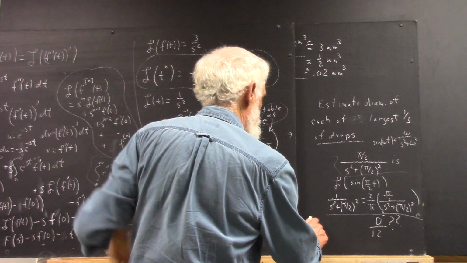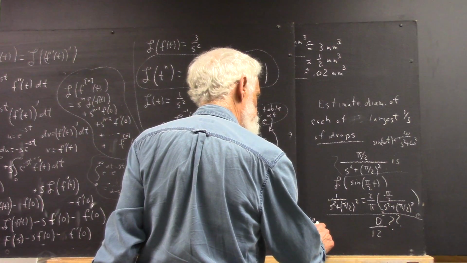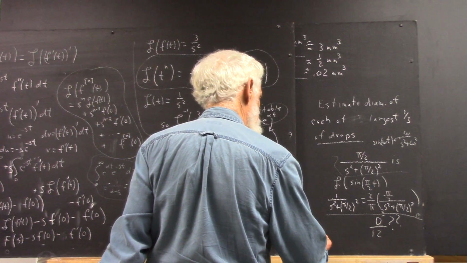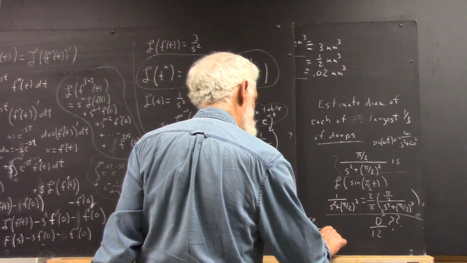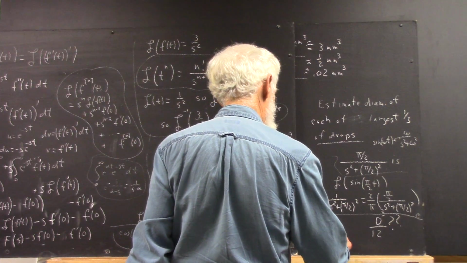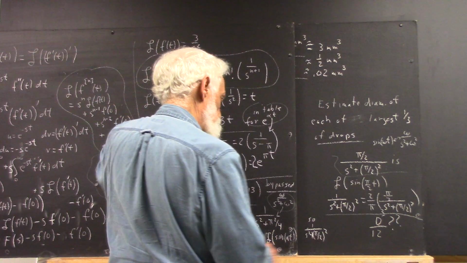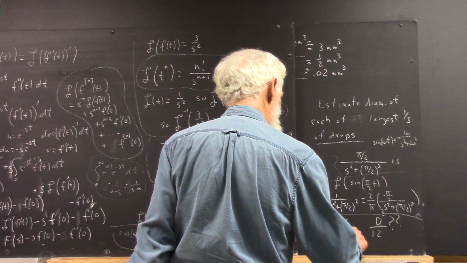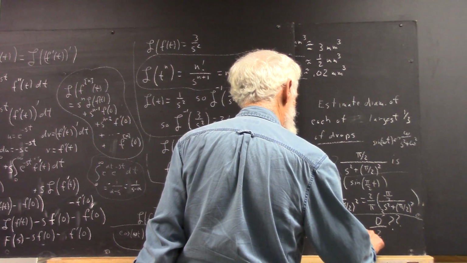1 over s squared plus pi over 2 quantity squared. That's a little hard to read, but you know what I'm writing. I'll write it this way, is the Laplace transform of 2 over pi sine of pi over 2t.